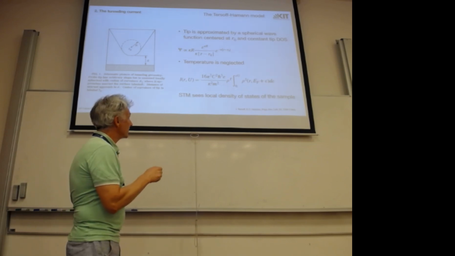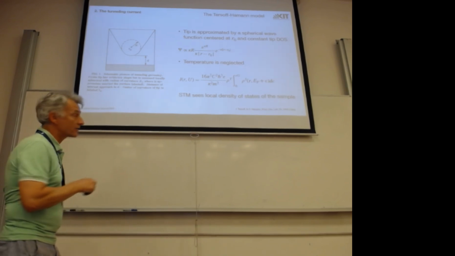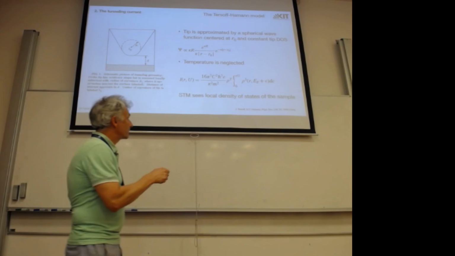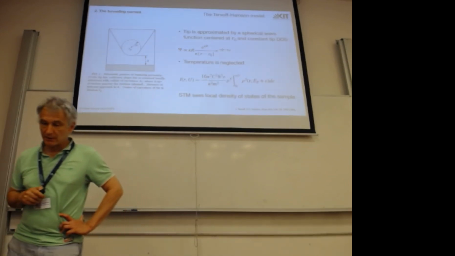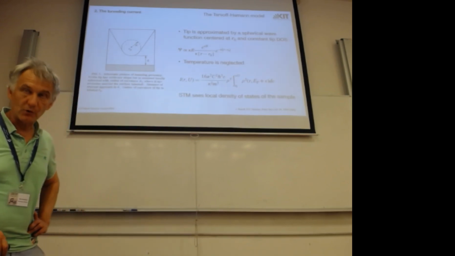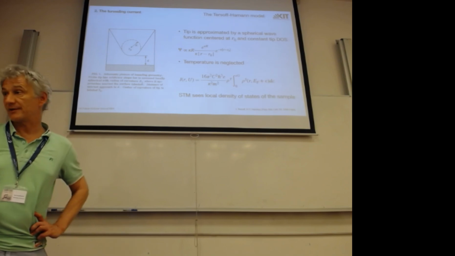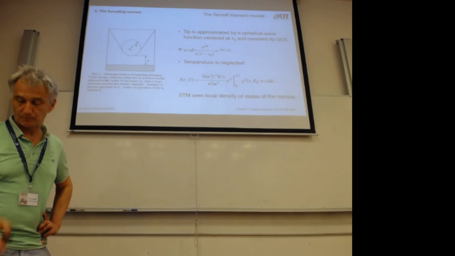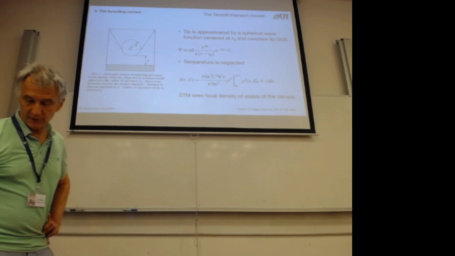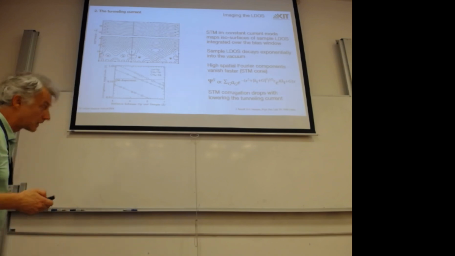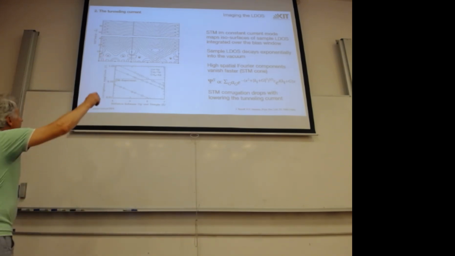Then you have some constants here. You have the decay constant we had before, but you see what enters in this approximation is the density of states. That means we see the electron density at the center point of the tip sphere. So you can calculate this.